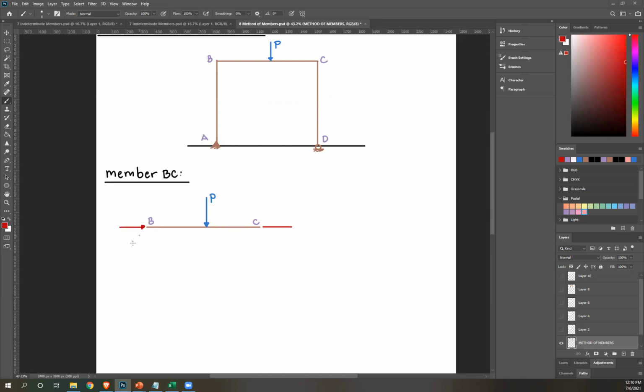the reactions at these supports, so these are hinges. The members of a frame are connected via hinges, right? So the reactions at a hinge could be at an angle. Could be this way, right?